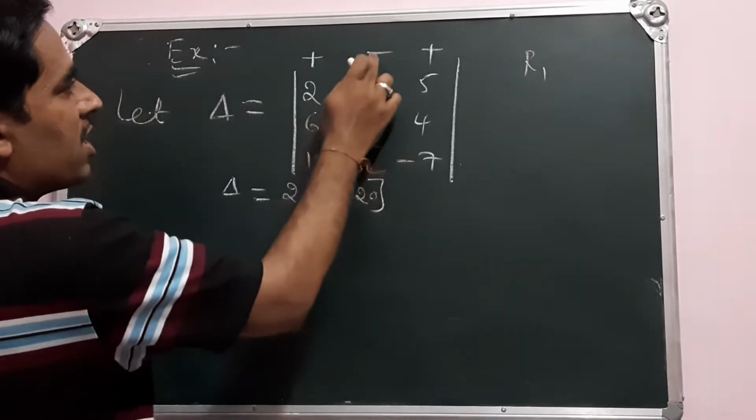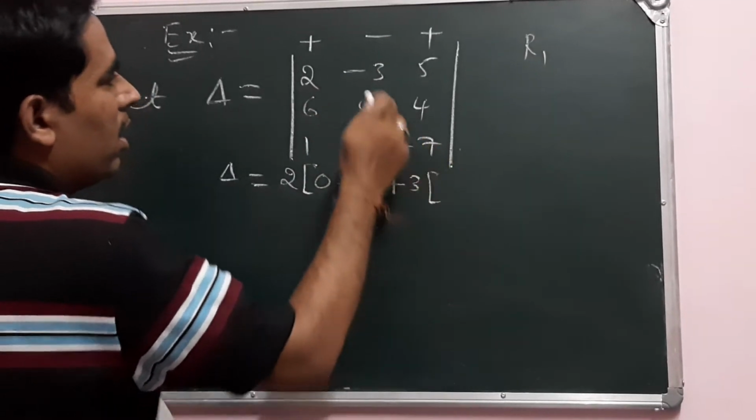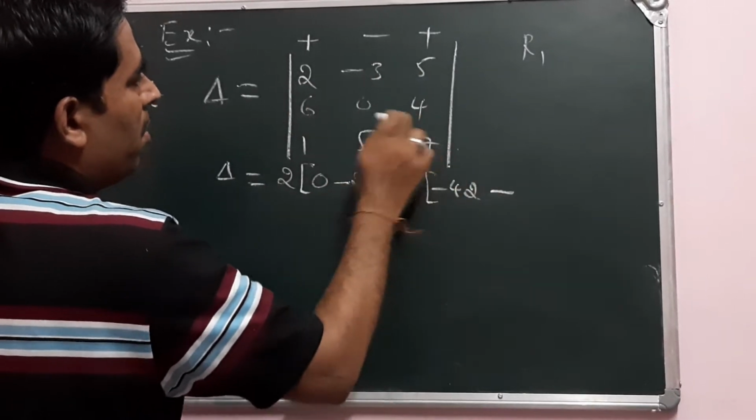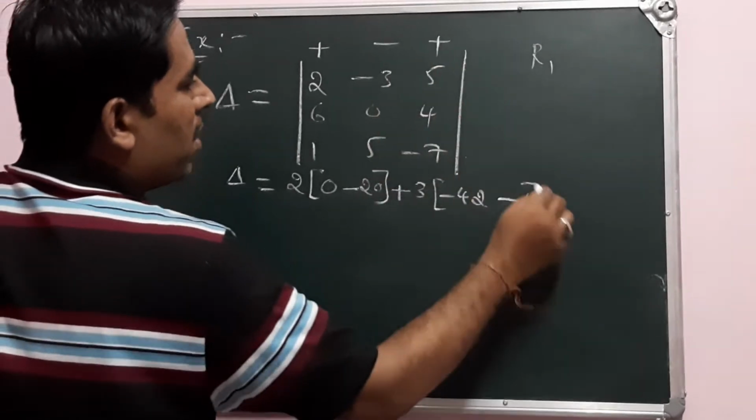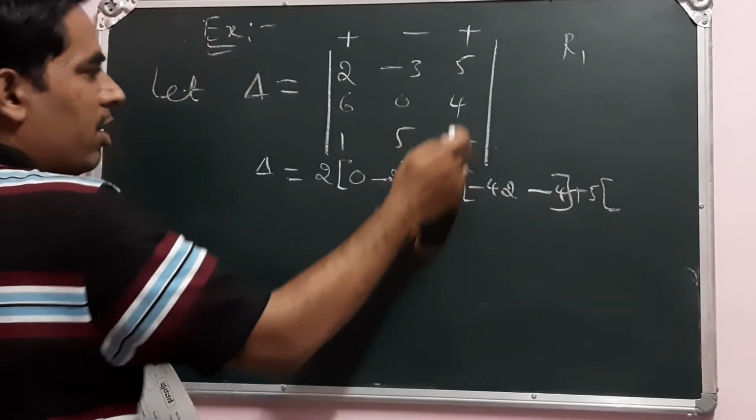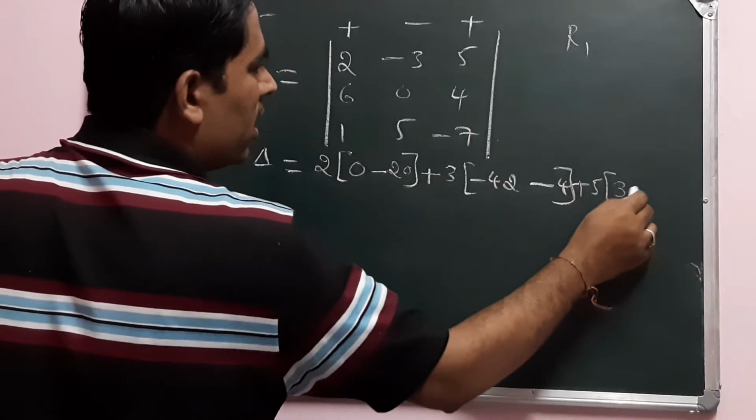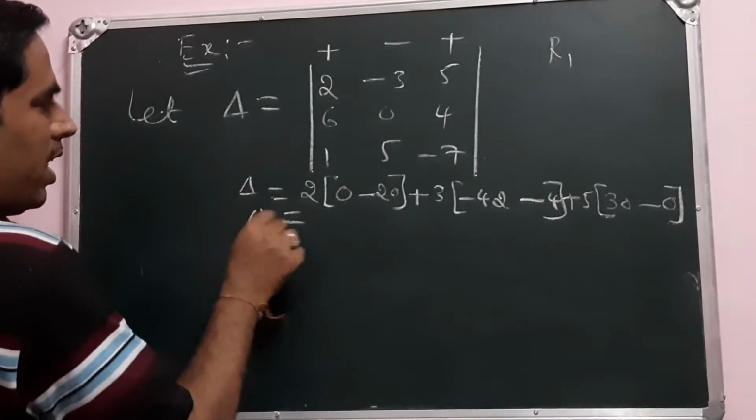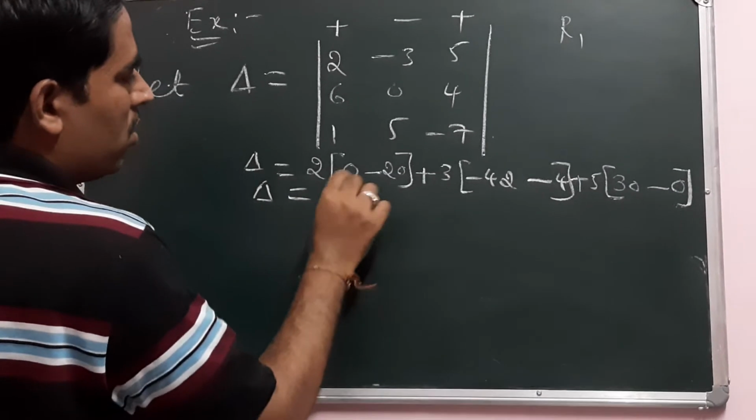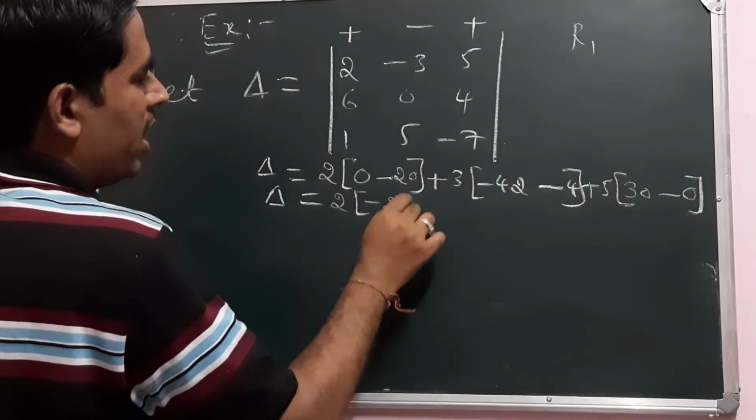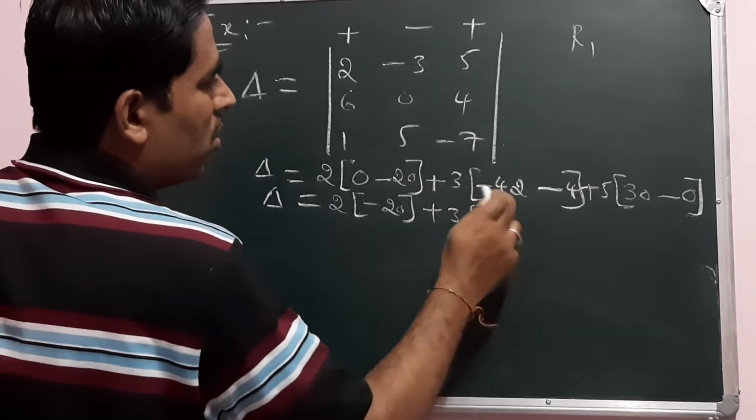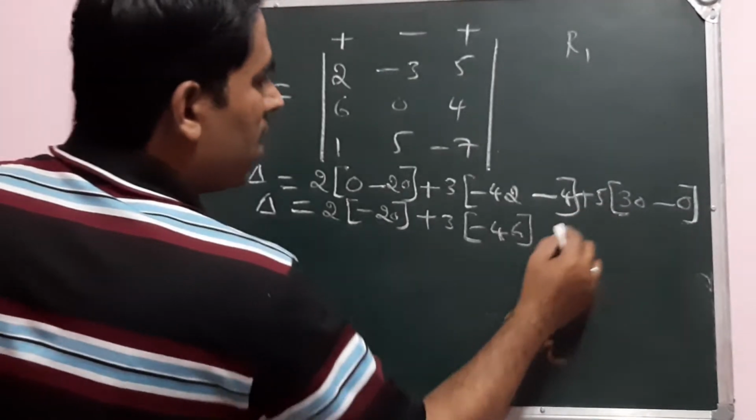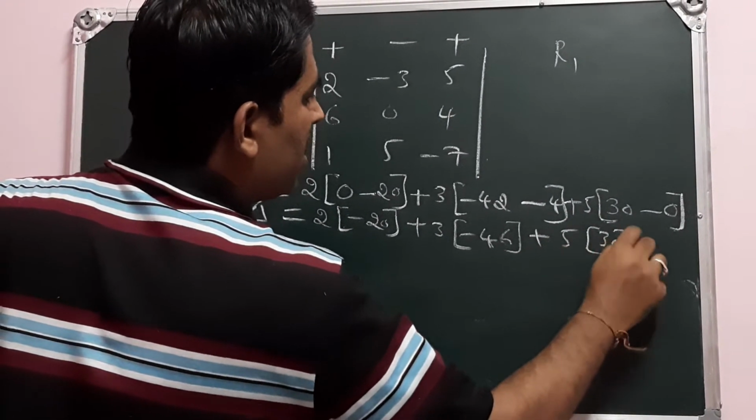Here the sign is minus, and minus into minus becomes plus 3. So 3 means leave this column and this row: 6 into minus 7 is minus 42, minus 4 into 1, that is 4. Then plus 5. 5 into, leave this column and this row, 6 into 5 is 30, 30 minus 0 into 1, that is 0. Let us simplify this. 2 into 0 minus 20, it will be minus 20, plus 3 into minus 42 minus 4, that will be minus 46. Then plus 5 into 30 minus 0, it will be 30.